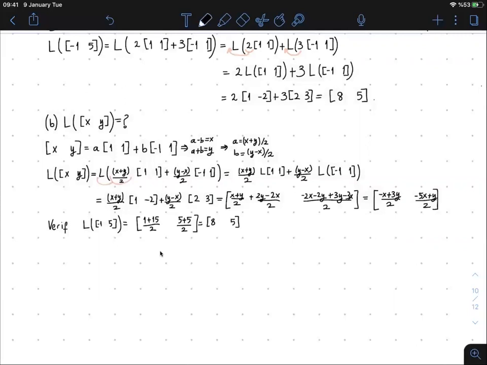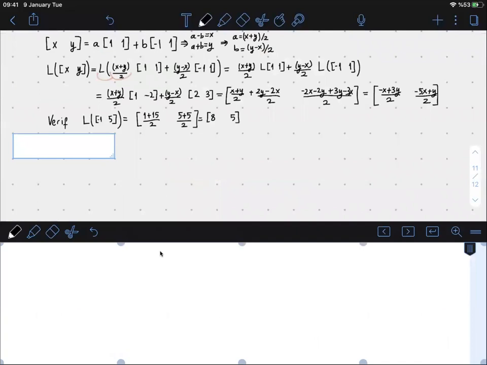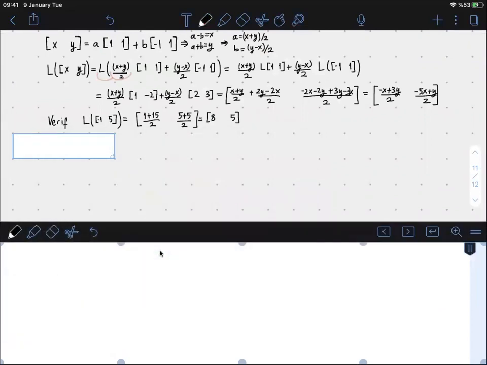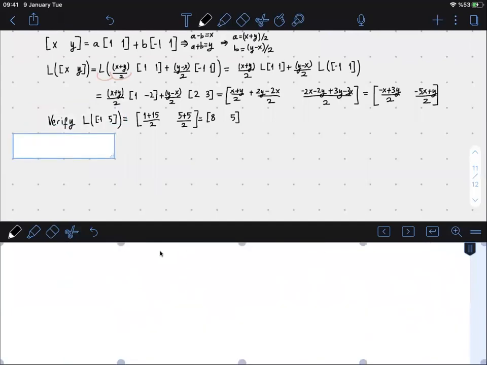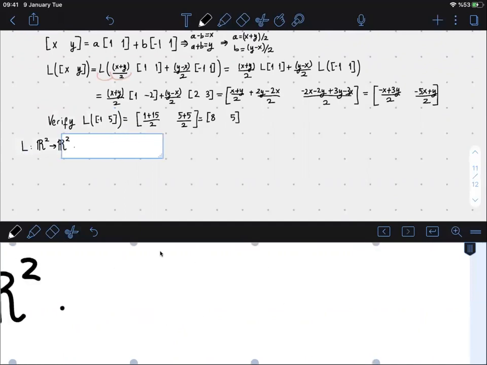Now I want to show you the geometric properties of these linear transformations on R squared. So I should write verify here. We will look at linear transformations from R2 to R2. Let's consider some simple examples.